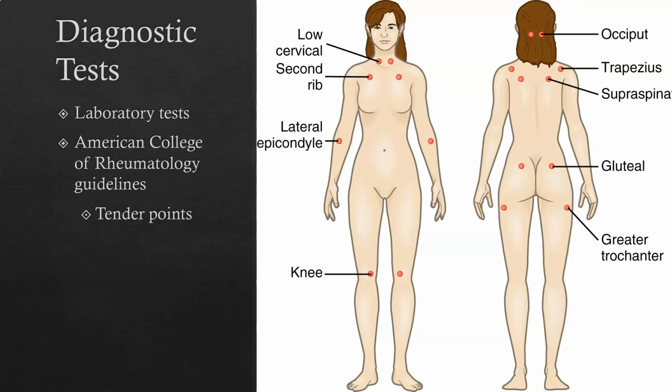Healthcare providers may utilize guidelines from the American College of Rheumatology to help diagnose fibromyalgia, which classifies a person as having fibromyalgia if they have widespread pain throughout their body for at least 3 months and pain is experienced in 11 of the 18 tender points, which is shown in this picture, upon palpation.